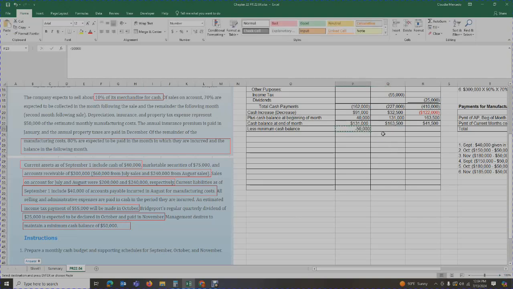Okay, let me just copy and paste it. Okay, and let me format it. So that should be my cash balance, less the minimum cash balance. So, do I have an excess of cash or do I have a deficiency? Remember, we do not want to touch $50,000. That is what we always want to have in our bank.